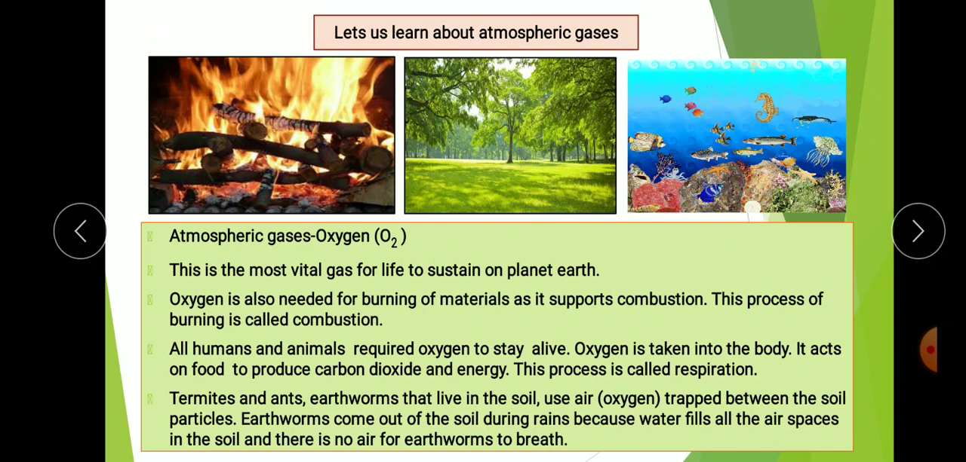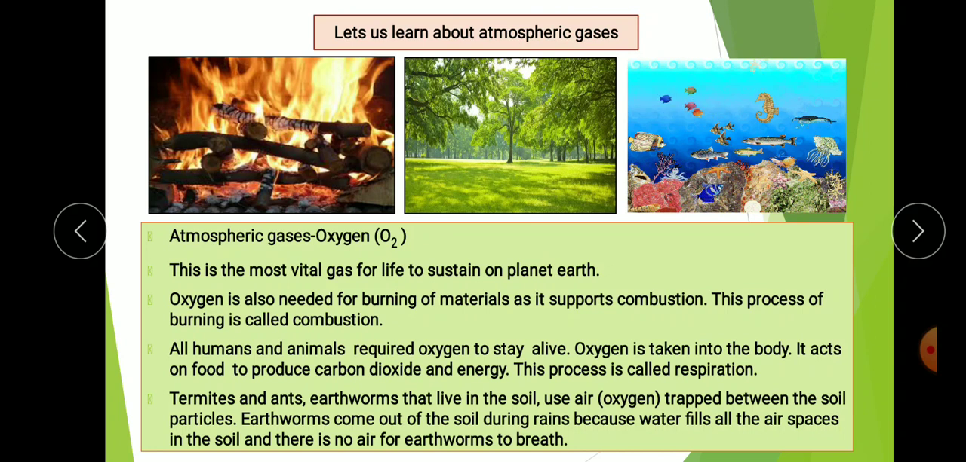Now let us learn about the atmospheric gases one by one. First atmospheric gas is oxygen. This is the most vital, means important, gas for life to sustain on planet Earth. Oxygen is also needed for burning of materials as it supports combustion. This process of burning is called combustion.